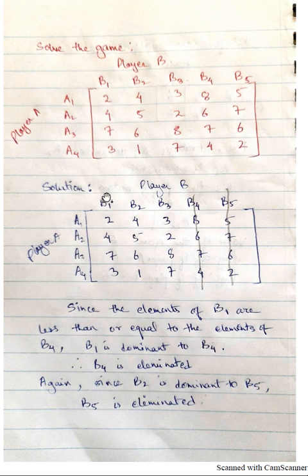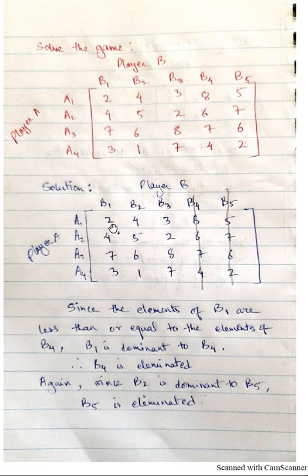So since all the elements of B1 are smaller than or equal to the elements of B4, player B will have no incentive to play strategy B4 over strategy B1. Given the choice between strategy B1 and B4, player B will always go on to play strategy B1. Therefore strategy B4 gets eliminated. So B4 is eliminated.